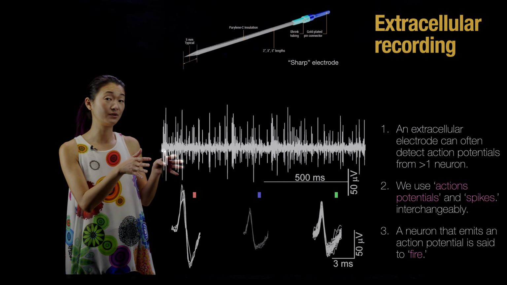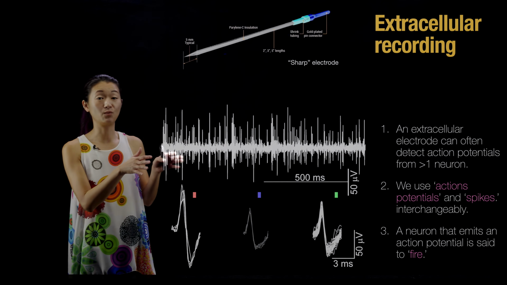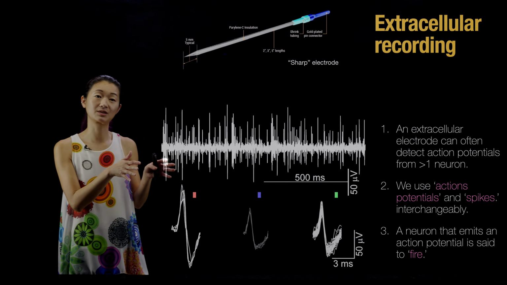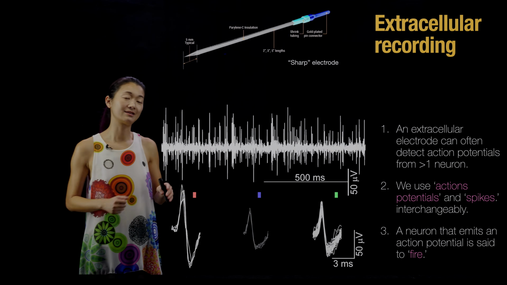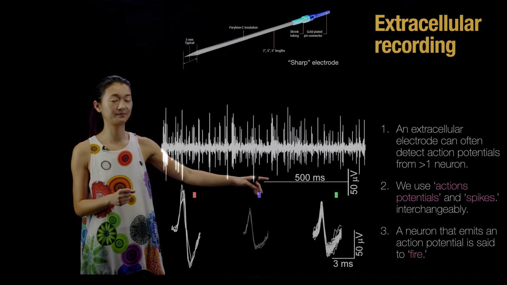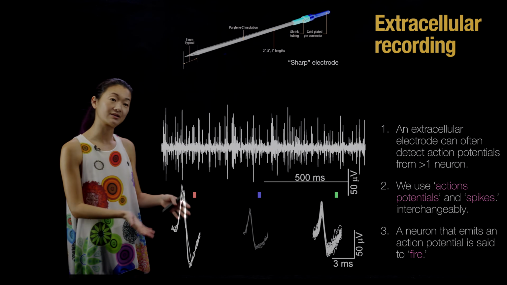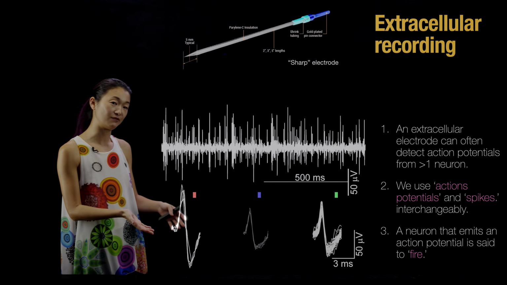You can pick up, though, in consequence, this is a trade-off, not just action potentials from one cell, you can pick them up from multiple cells. In this example here, we can see that we are picking up approximately 3 different cells from this one electrode. And you can tell they're different because they have slightly different shapes if you zoomed in.